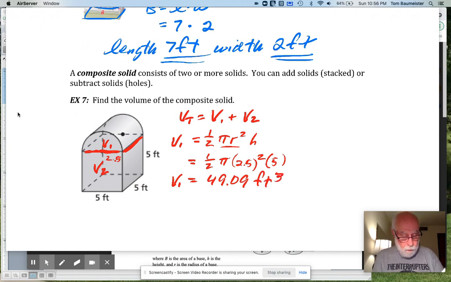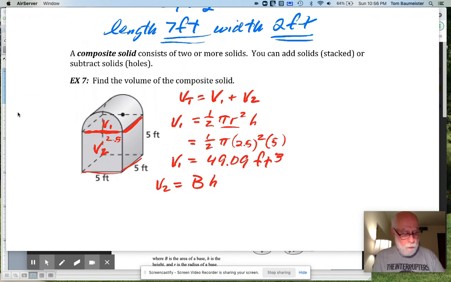All right, my V2 is the volume of that square. So again, the base would be 5 times 5. Well, let's go ahead and do it right. So it would be capital B times H, where our B would be 5 times 5. But in this case, our H is also 5. The one on the homework is very similar. I think it's 4s. All right. So if I work that one out, I'll get 125 cubic feet.